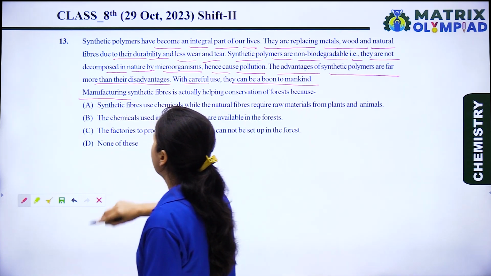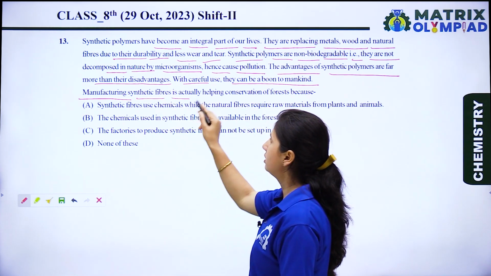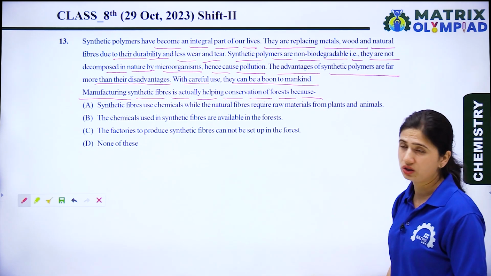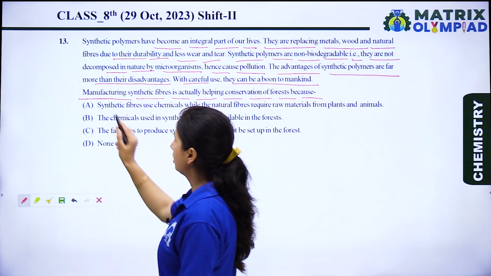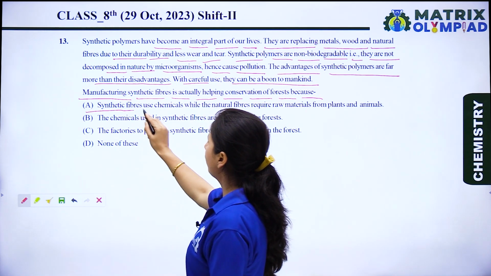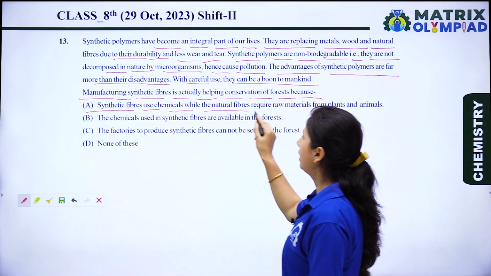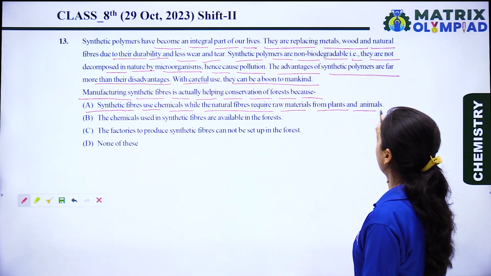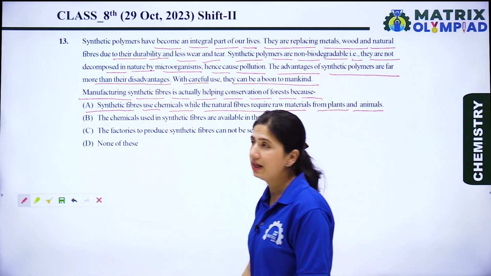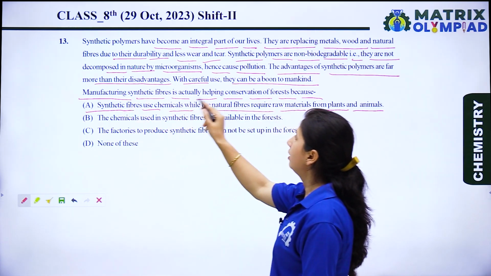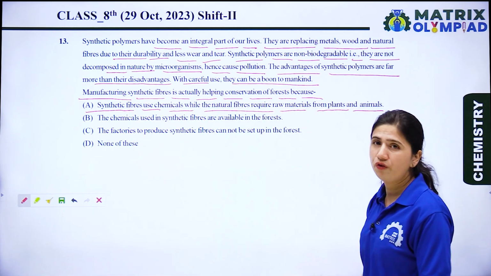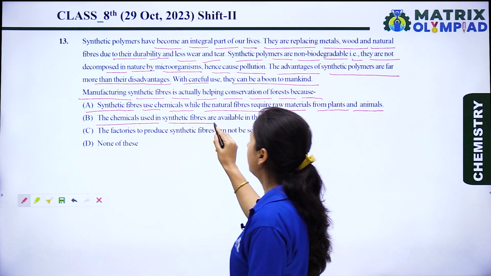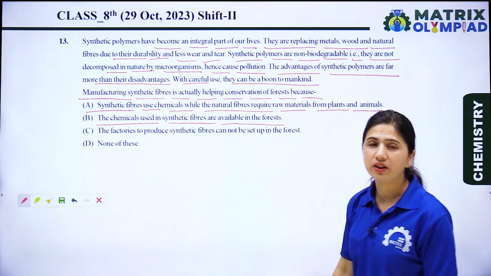The question is, manufacturing synthetic fibers is actually helping conservation of forest because. Now, let's see the options. Option A is synthetic fiber use chemicals while the natural fibers require raw material from plants and animals. Exactly, this is the reason behind the conservation of forest. Now let's see the second option. The chemicals used in synthetic fibers are available in the forest.